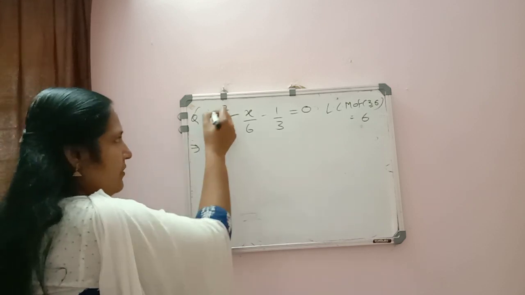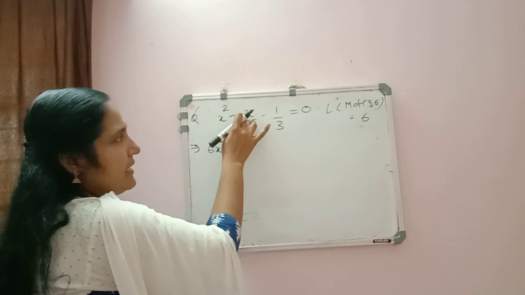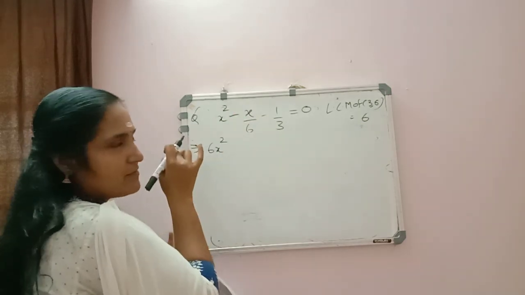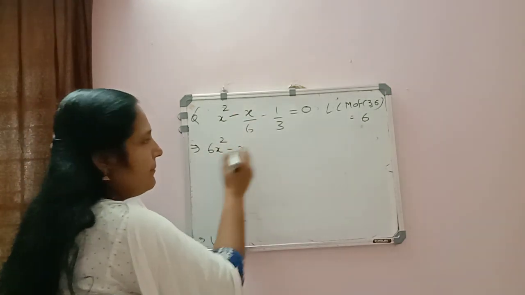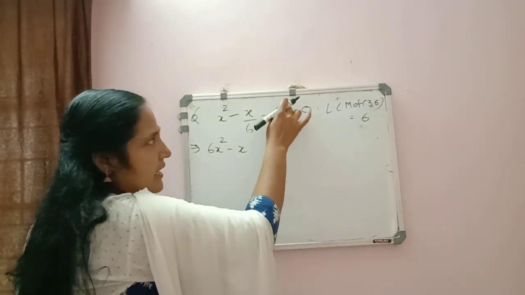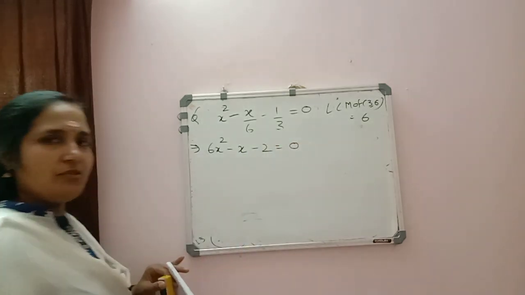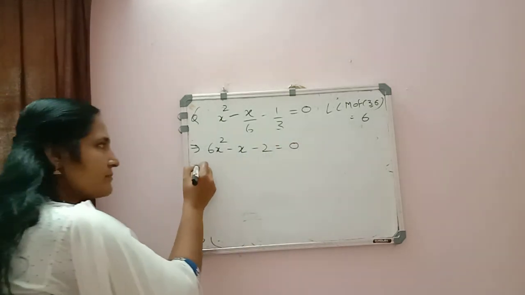Hope all can do it now. The first term will be equal to 6x square. Here we will multiply it by 6, so 6 and 6 will get cancelled. We will get here minus x. Here again we will multiply it by 6. So 3 and 6, 3 twos are 6. So it will be equal to minus 2 is equal to 0.